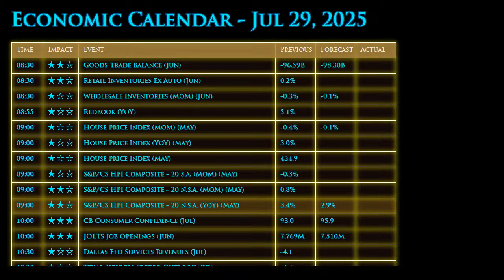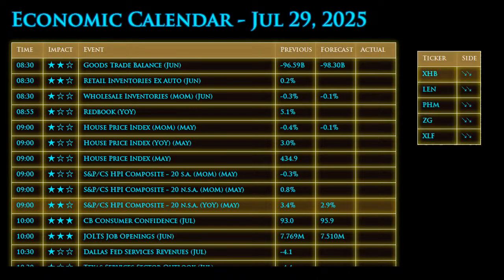If the release misses the forecast, the SPDR S&P Homebuilders ETF may decline as a weaker home price index indicates cooling demand, impacting builders' profitability. Lennar Corporation may see a drop as declining home prices could hurt buyer demand, affecting future sales.